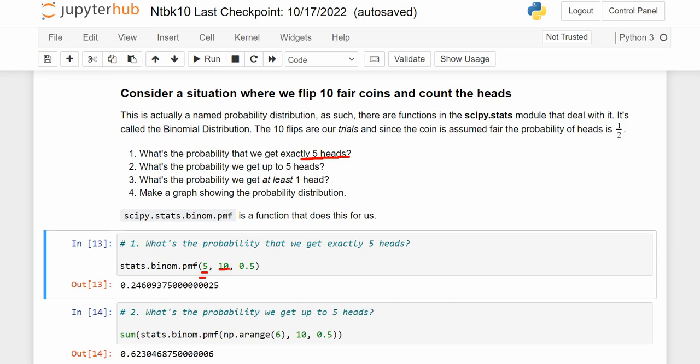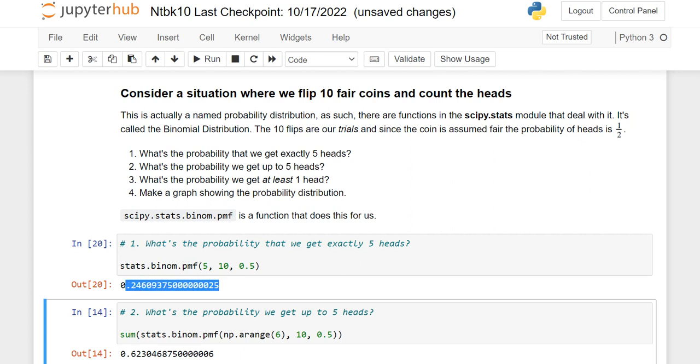10 is the number of trials, right? So we're flipping the coin 10 times, or we're flipping 10 fair coins. Okay, so the number of trials is 10, and then 0.5, sorry, is the probability of success. So a coin flip, 50% chance of heads, 50% chance of tails. And when we put all of that together in the stats.binom function, we get the probability. So the probability of getting exactly 5 heads out of 10 is about 24.6%, or 0.246.